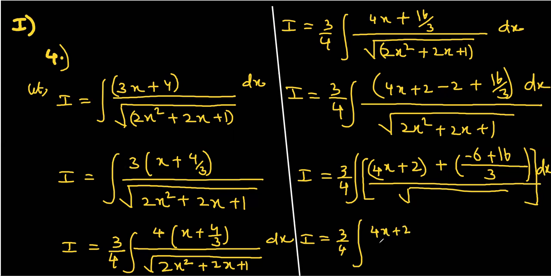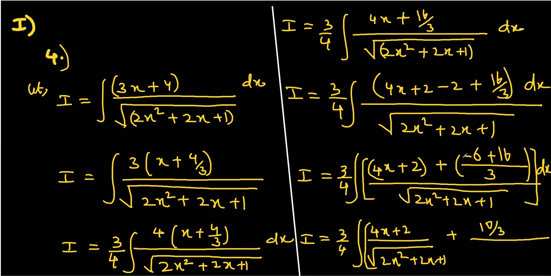4x plus 2. Now you split the denominator. What was denominator? 2x square plus 2x plus 1. So 4x plus 2 upon 2x square plus 2x plus 1. And here you have plus 10 by 3. 16 minus 6 is 10 by 3. And square root of this completes. And here you have dx. Okay, so 2x square plus 2x plus 1. So next step, now I will write separate integral.